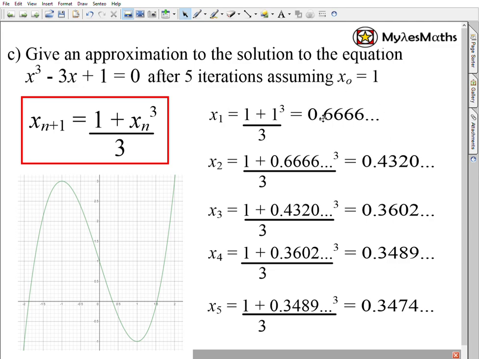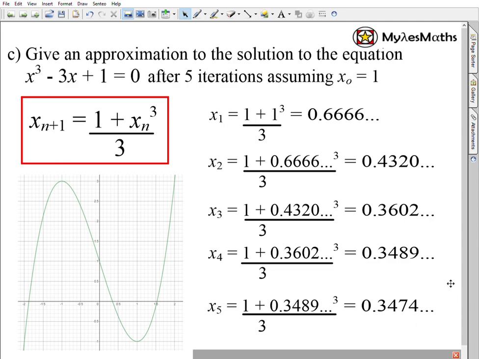I then take the 0.6 recurring and I substitute that into the formula. So this was my first iteration. This is my second iteration. So 1 plus 0.6 recurring cubed over 3. This gives me 0.4320. That gets substituted in to give me my third iteration. So 1 plus 0.4320 cubed divided by 3. That spits out my next iteration and so on. And after 5 iterations, I find I've got 0.3474.